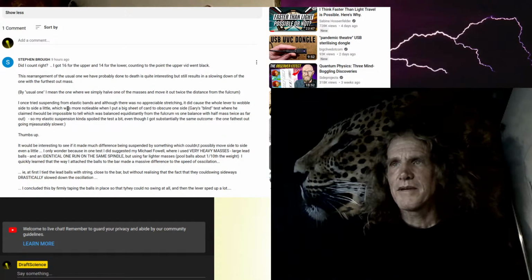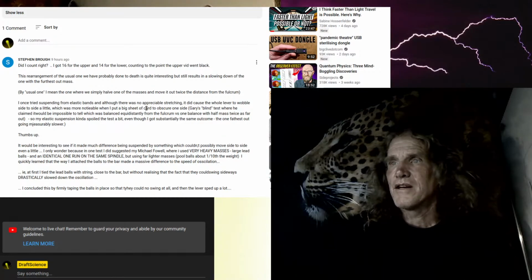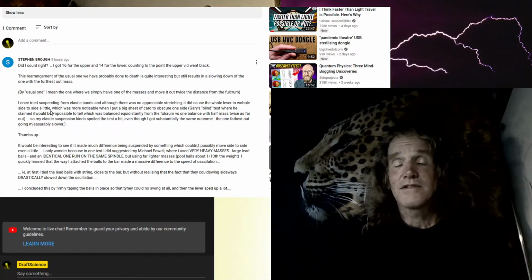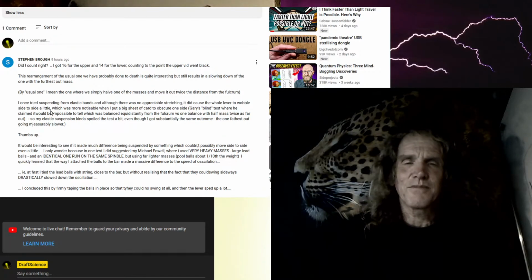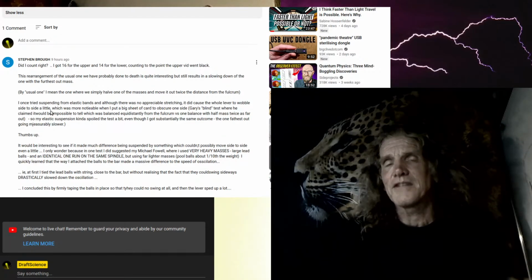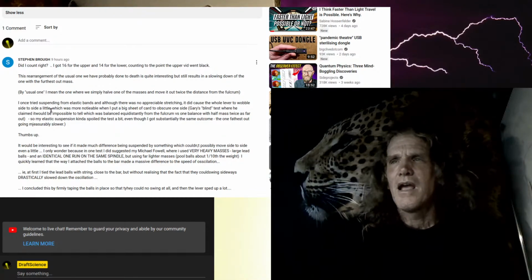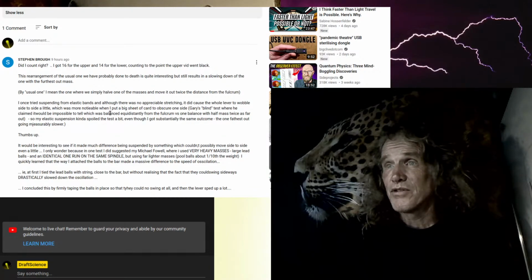I once tried suspending from elastic bands. He didn't show us that. Okay. And although there was no appreciable stretching, it did cause the whole lever to wobble side to side a little. So these are experiments we don't get to see. Let's just understand, they do a bunch of experiments we never get to see, especially Brozo. You can always see in the background, he's done all kinds of different experiments, and we never saw any of them. Which is more noticeable when I put a big sheet of card to obscure one side.